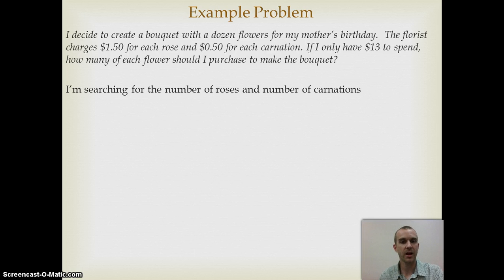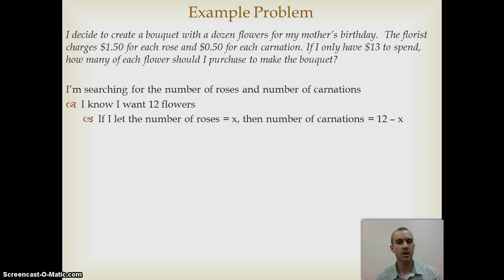First, I need to figure out how many roses and how many carnations I am going to put in this bouquet. But what I do know is that I want my total to be 12 flowers. So that limits the combinations that could be made for the price and for the number of flowers I want. So maybe I don't have an idea of how many roses I need yet, so I could say that that's X. That would mean the number of carnations then would have to be 12 minus X, or 12 minus the number of roses I use.